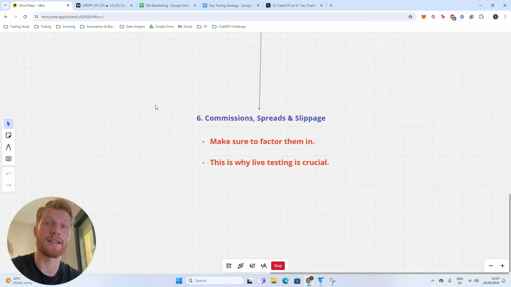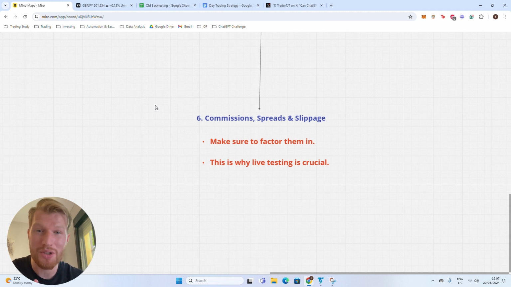If you do all these things and you backtest with large data sets, and if you're manually backtesting, you get as much as you can, it'll give you more confidence. You'll have more proof that you have an edge, and your trading will improve.